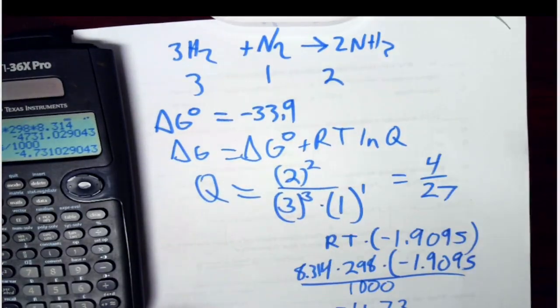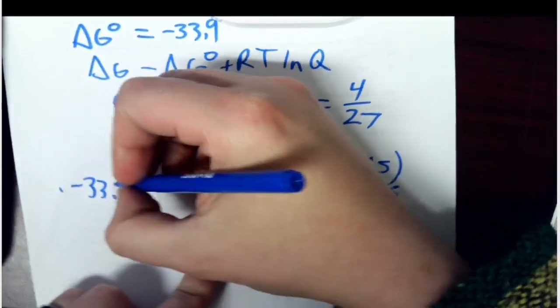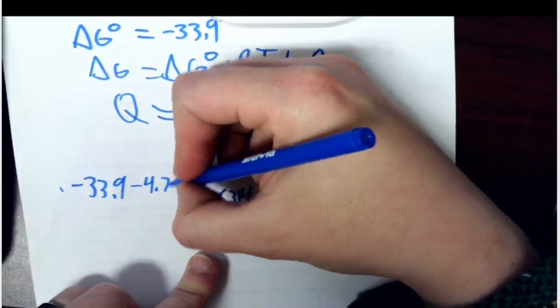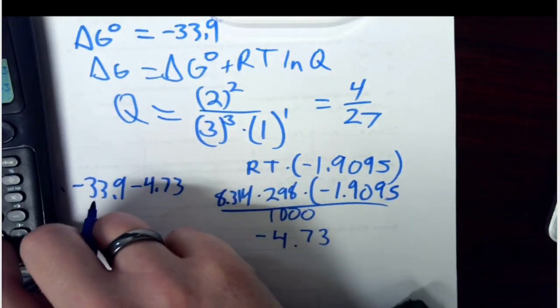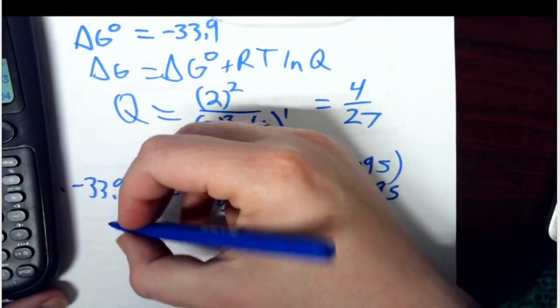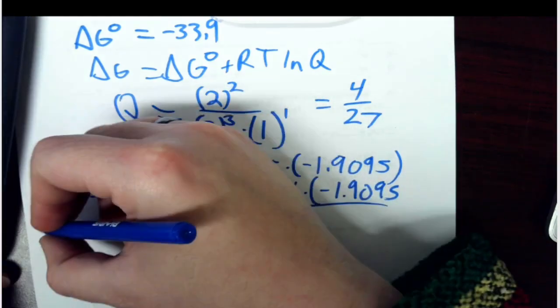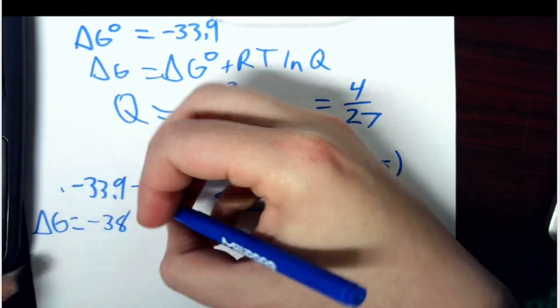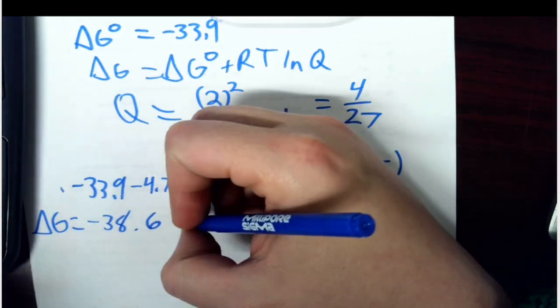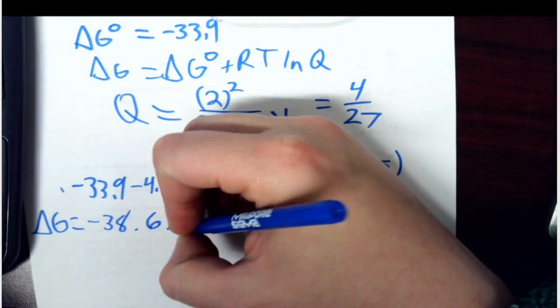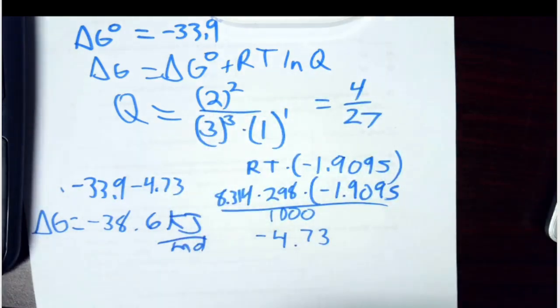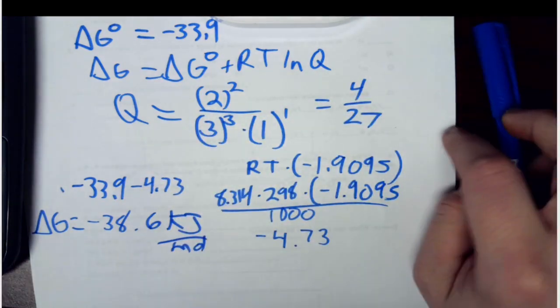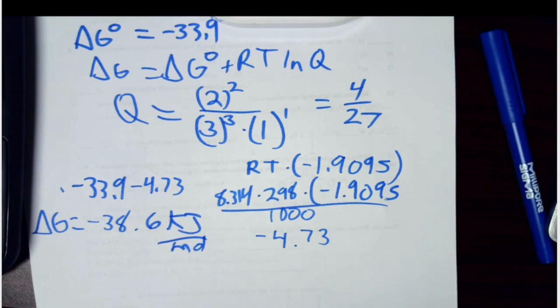So when we add our delta G standard, negative 33.9, and negative 4.73, it becomes more spontaneous, but not by a ton. So delta G non-standard in this situation is negative 38.6. It's more spontaneous, but not by a ton. It's not going to suddenly explode with products, but it is more spontaneous.